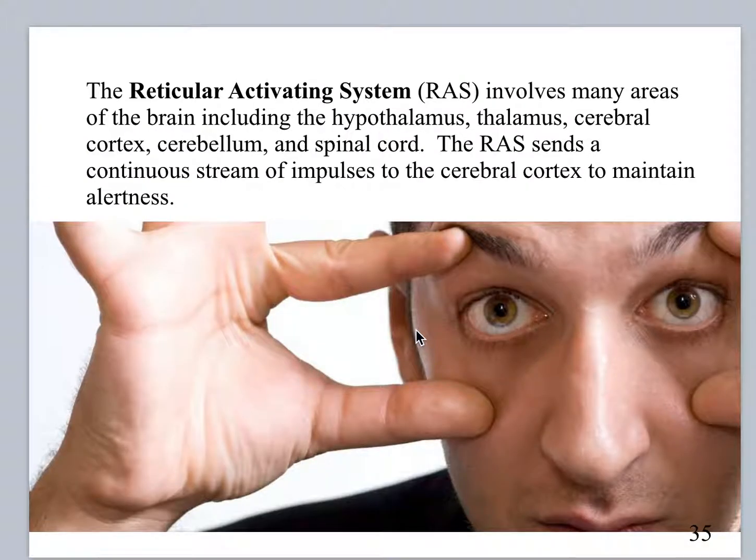The reticular activating system is another multimodal association area. It involves many areas of the brain, and basically it's what keeps our attention focused on a task or an object or a lecture, or when you drive your car. The reticular activating system is what keeps you alert and keeps you focused on a task.